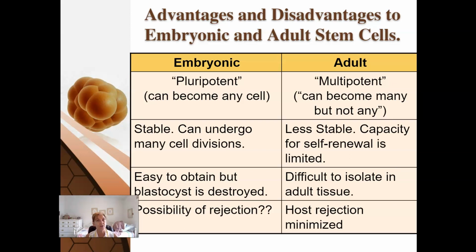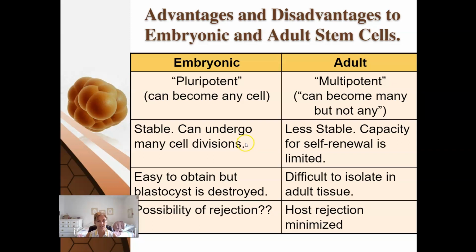Obviously, the big advantage of embryonic stem cells is that they can become any type of cell. They're called pluripotent. So you might think of pluri as plural, right? So there's lots of different options. Adult stem cells are already somewhat specialized, right? So they can only become, like that bone marrow could have become cartilage or bone or muscle, but it couldn't have become liver or skin. So these are called multipotent. Multi is multiple. They can become many, but not all.